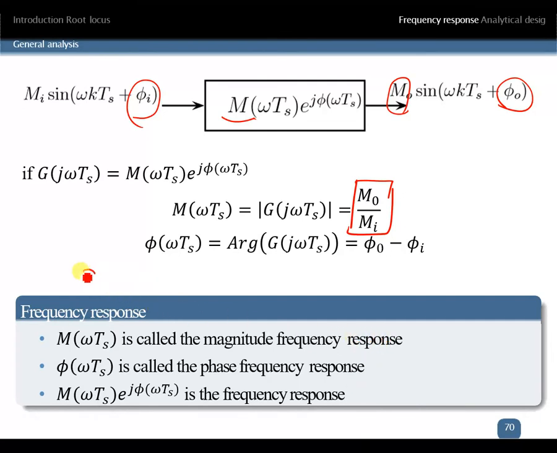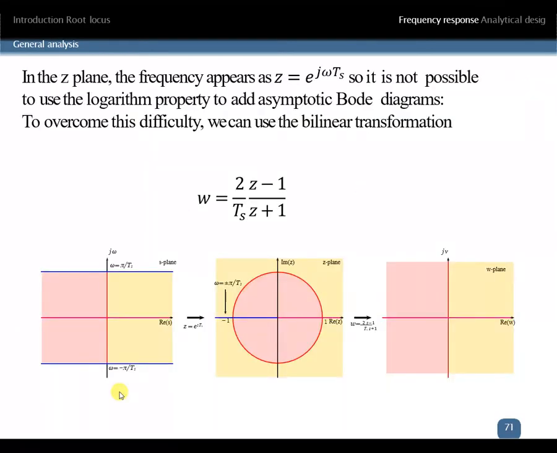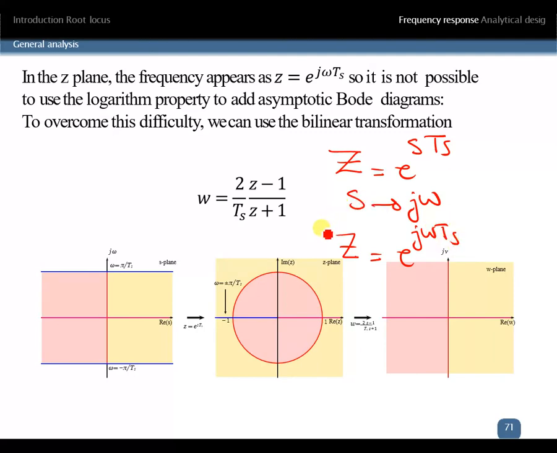Frequency response in the system, if you remember, you put s go to jω. In the Z plane, the frequency appears as z equal to e^{jωTs}, because if you remember z equal to e^{sTs}, in the frequency domain that means s should go to jω, and in the Z domain it becomes e^{jωTs}. And it is not possible to use the logarithm property to add the asymptotes of the Bode diagrams.